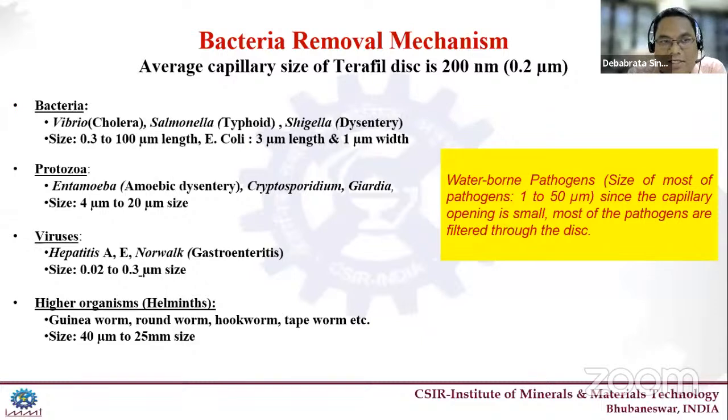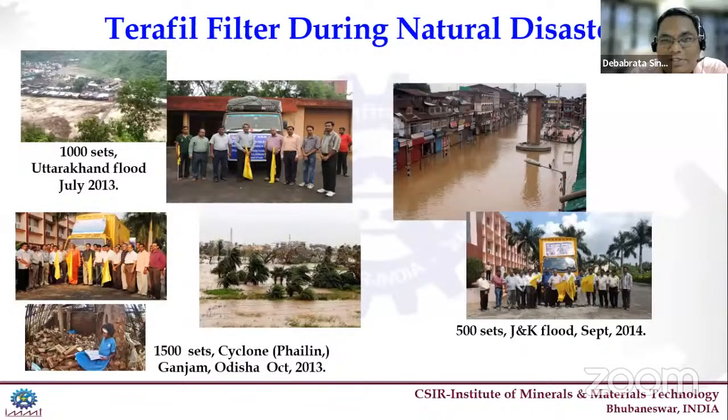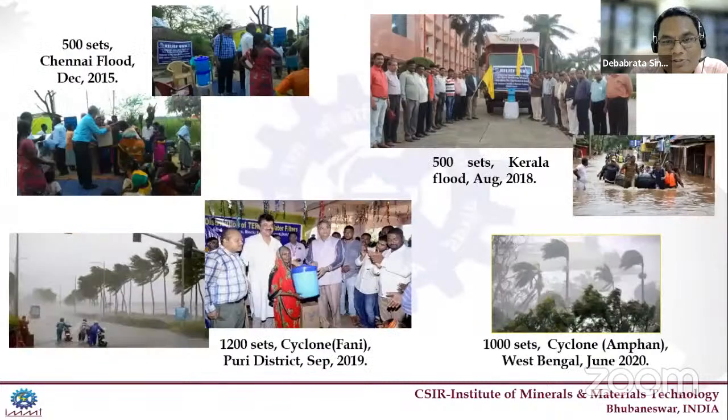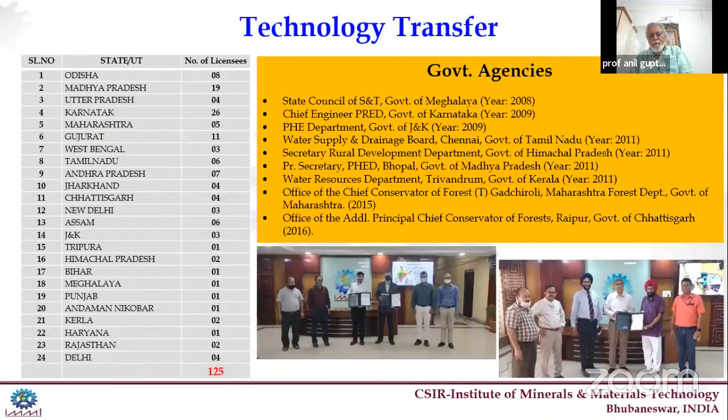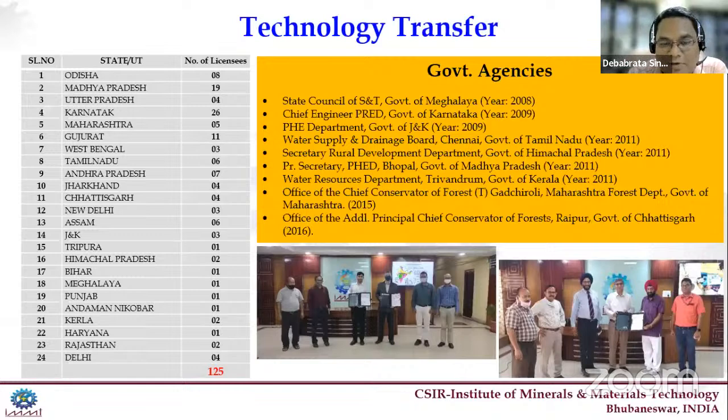About bacteria removal, as I mentioned, the pore size is 0.2 micron, and most pathogens are larger than that. But we still recommend mild chlorination for 100% bacteria-free water. During natural disasters, we have distributed filters during almost every cyclone and flood situation, and people have appreciated our initiative. We have already transferred the technology to around 125 entrepreneurs across India, and every year 1 to 2 technology transfers still happen.